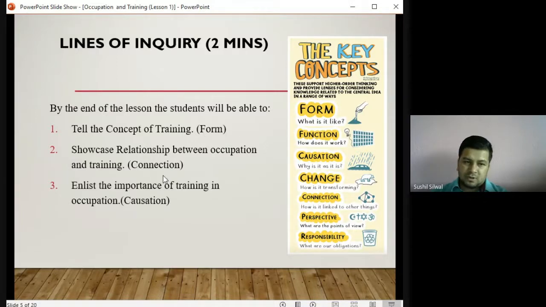So form, connection, and causation are the concepts over here. So three groups, you'll be divided immediately. I will not be telling you to make your own groups, because if you start making your own groups, at times it takes time forming your own group and it doesn't become inclusive.